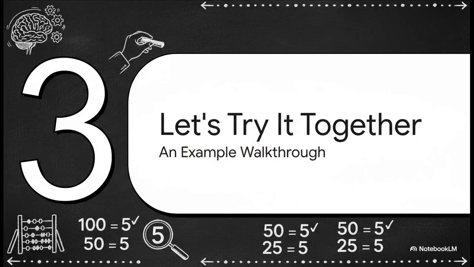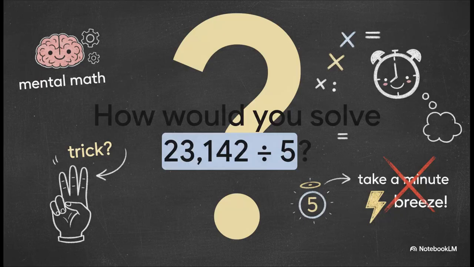All right, enough with the theory, right? The best way to really get a feel for this is to see it in action. So let's try one together. We'll go nice and slow so you can see exactly how it works. Okay, so here's our first guinea pig, 23,142 divided by 5. Now just imagine trying to do that with long division on a piece of paper. It'd take a little while, right? But with our trick, this is going to be a walk in the park.